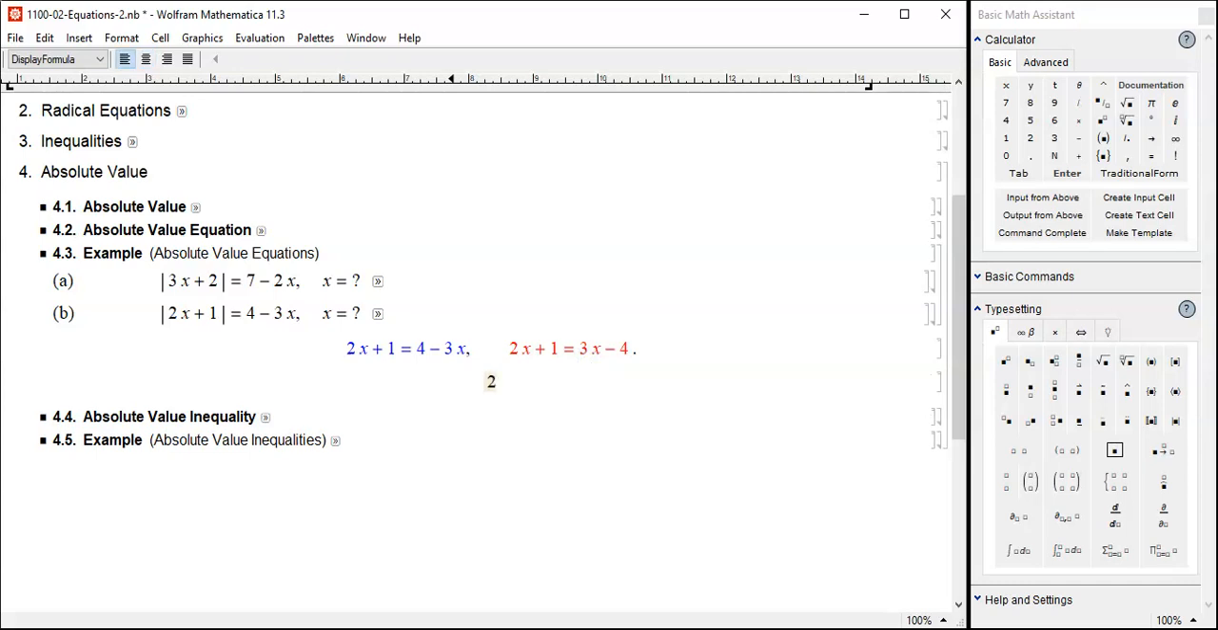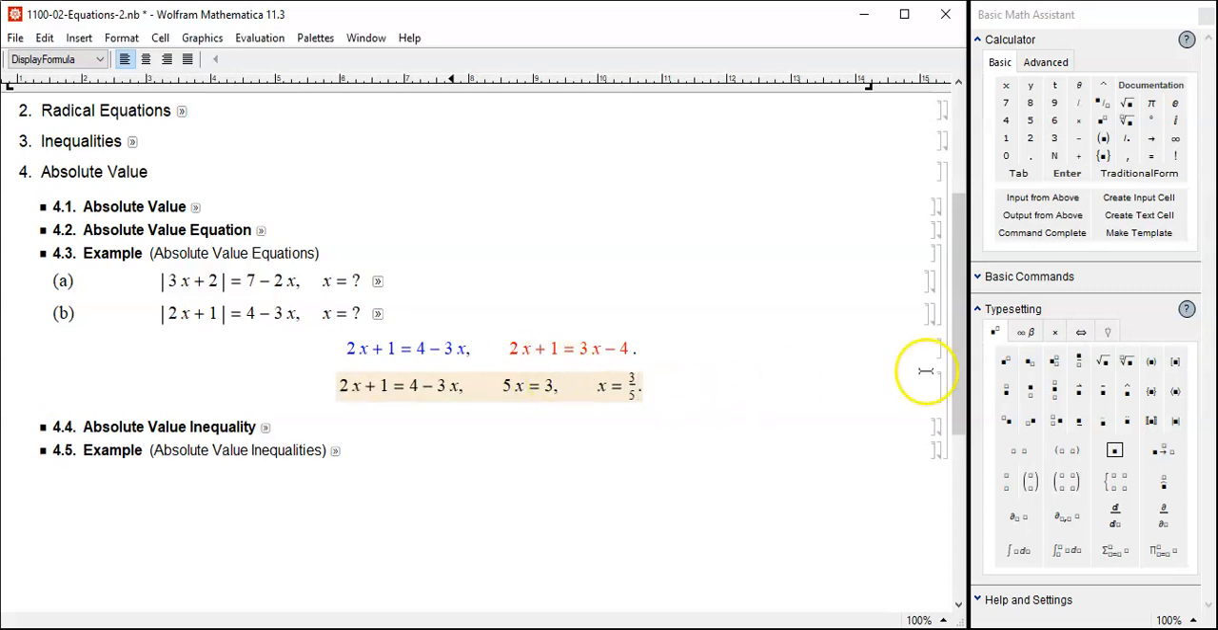How about the first? 2x plus 1 is equal to 4 minus 3x. So flip everything to the right hand side here. So we have 5x. And then 4 minus 1. So I'm going to get 5x equal to 3. Oh, never mind. 2x plus 1 equal to 4 minus 3x. Flip 3x to the other side, 5x. Flip 1 to the other side. So we have one solution.